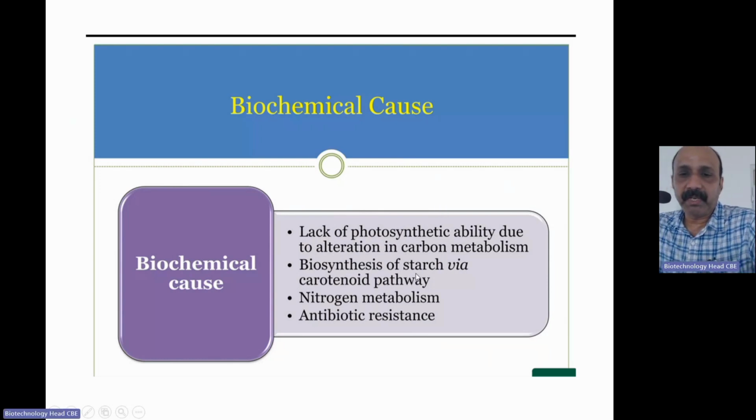There can also be deficiency of biosynthesis of starch, carotenoid, or nitrogen metabolism, or this can give rise to herbicide resistance or antibiotic resistance. Some of those characters, like antibiotic resistance or herbicide resistance, are desirable to us and we can take them up, but not these types of mutations, which can cause albinos. That is not desirable.